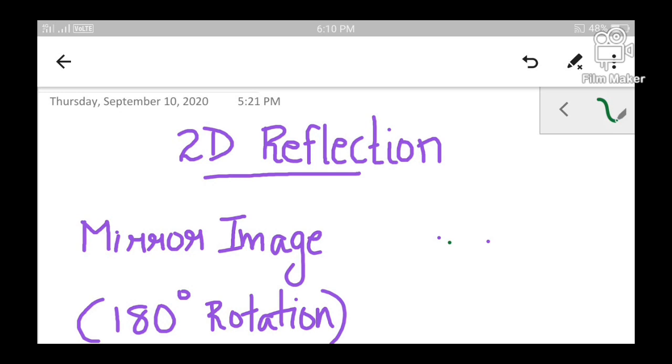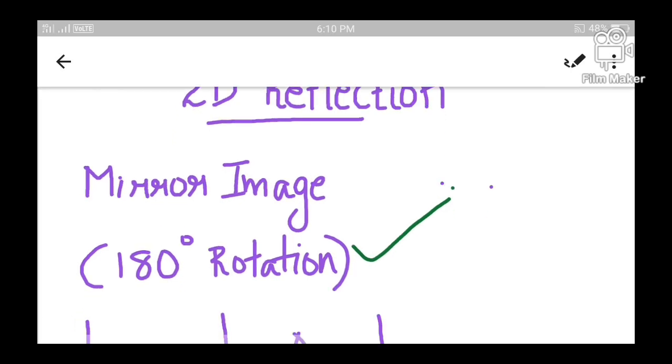It is quite simple. To obtain a mirror image of an object, you can simply do a 180-degree rotation. That means whenever you rotate an object by 180 degrees, the result is equivalent to obtaining a mirror image of the object. So these two actions are the same. Obtaining a mirror image is the same as doing a 180-degree rotation of an object. Clear? Now let us see how this can be done.